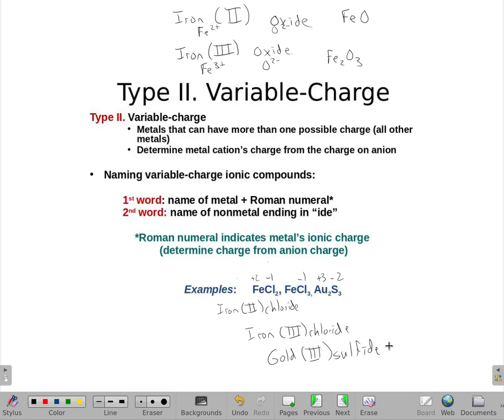Now, you're going to be given that charge for the metal somehow. It's not like you're expected to know that iron can be 2 and 3. So I would have to give you that formula of FeCl2 or FeCl3 or the actual name with those Roman numerals. So that's how you're going to get that charge, is I have to somehow give it to you. I'm not expecting you to know what charge states are possible. But all of those that don't fit into type 1 metals can have variable charges, and they do change quite a bit.